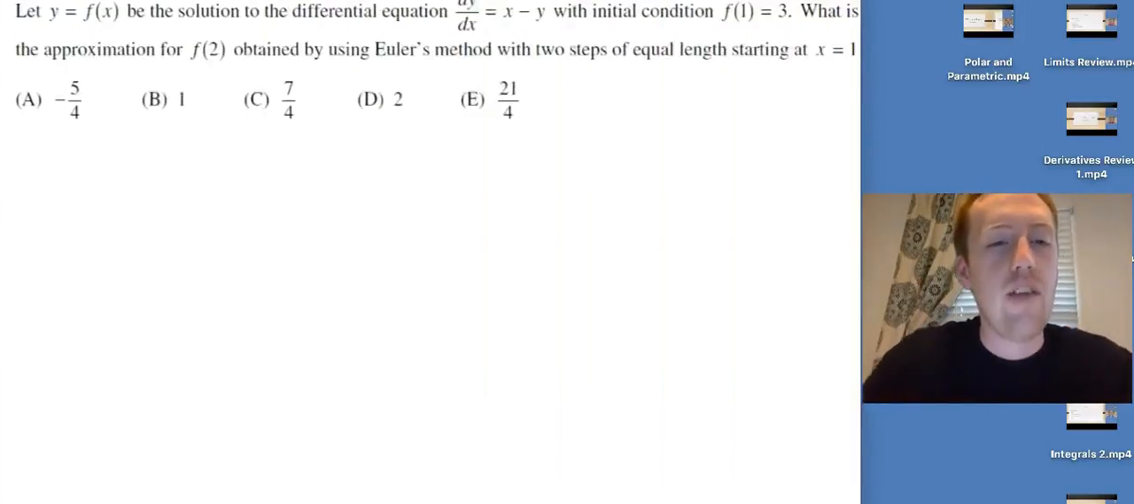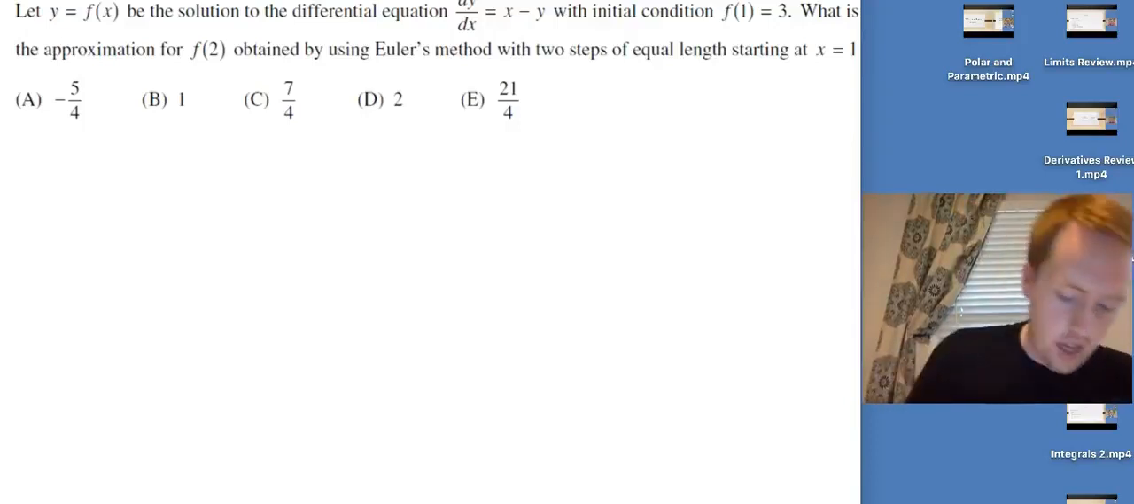Let y equals f of x be the solution to the differential equation dy dx equals x minus y with initial condition f of 1 equals 3. What is the approximation for f of 2 obtained by using Euler's method with two steps of equal length starting at x equals 1? Okay, so first thing I want to do is I want to find the first tangent line. So I'm going to end up doing two steps. It even says it right there, using two steps.